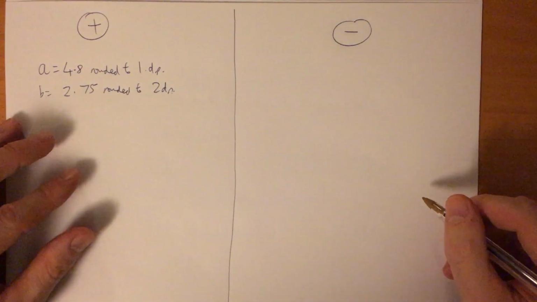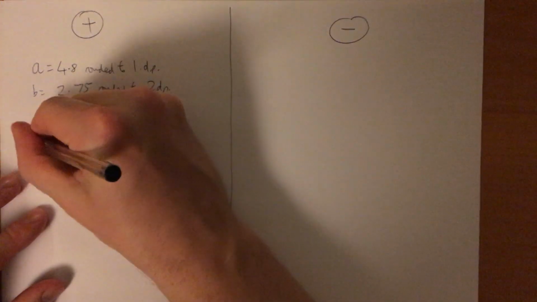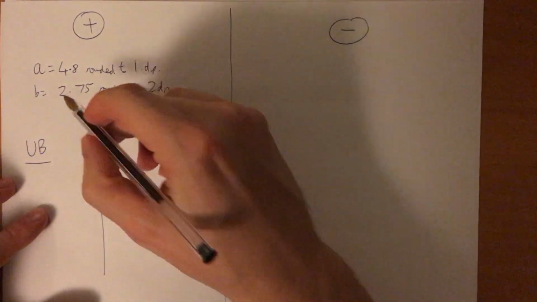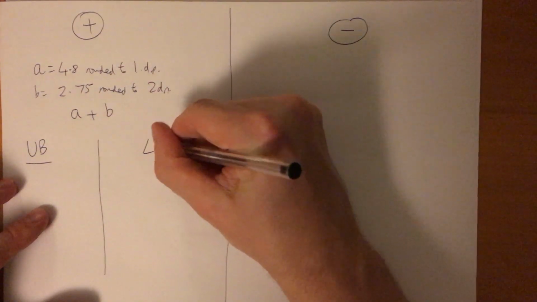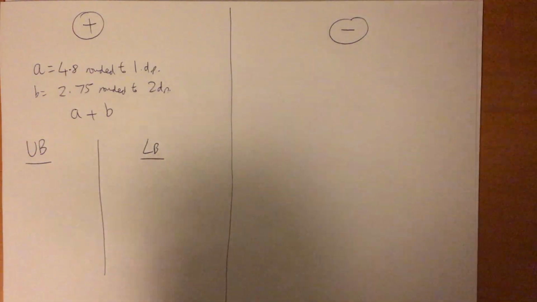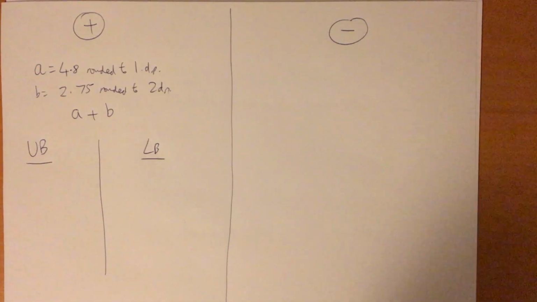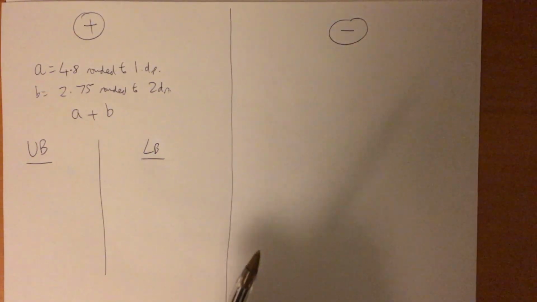Okay, so they could ask you in the exam, what is the upper bound answer of this when I add a and b together? And what is the lower bound answer of this? Right, now we've got to think logically here. To get the upper bound answer, that means we want to get the biggest possible answer we can.